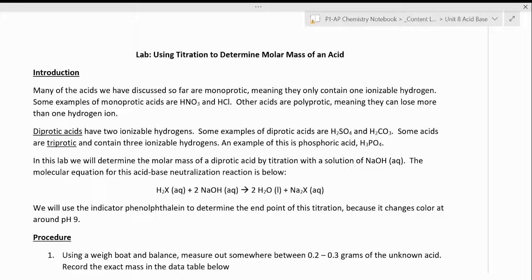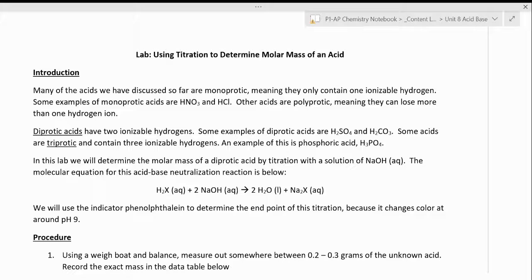So what we're looking at in this lab is a diprotic acid, and this diprotic acid is an unknown. We don't know what it is. It could be H2SO3, it could be H2CO3, there are a lot of various diprotic acids out there. We're going to try and figure out what it is, and we are going to titrate it with a solution of sodium hydroxide. So the sodium hydroxide is our known. We know the concentration of the sodium hydroxide because I made the solution, so we know it's exactly 0.2 molar.